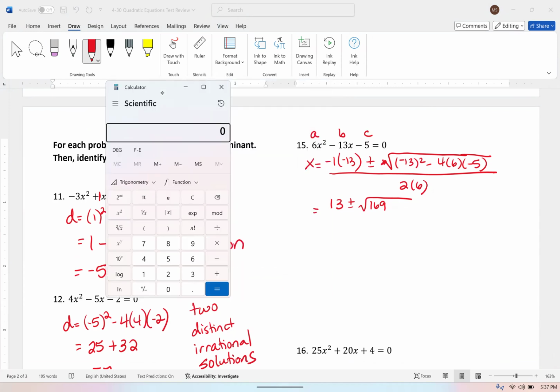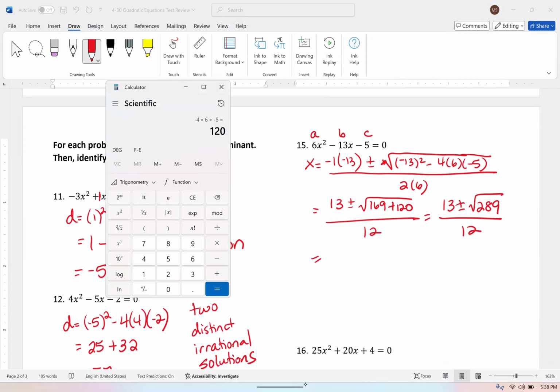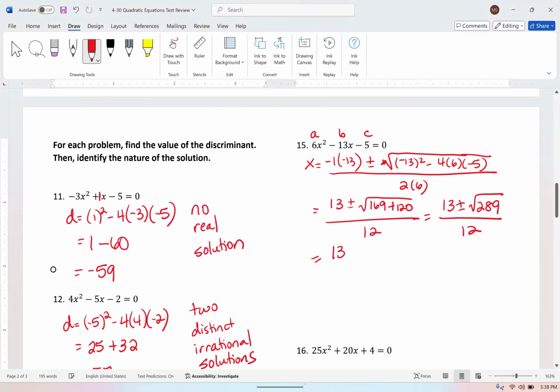All right, so here we go. Negative 4 times 6 times negative 5. So this is a positive 120. 2 times 6 is 12. 169 plus 120 is 289. Okay, so you might need your calculator for this if you don't know this already. Square root of 289 is 17. So that worked out nicely also.